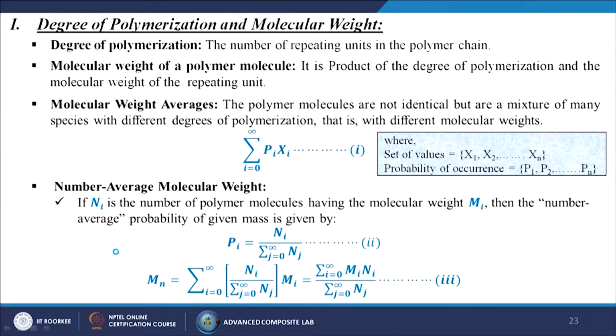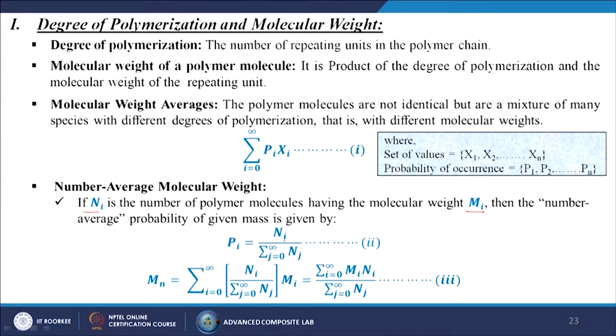So, it is generally the summation over i from 0 to infinity of pi xi. What is the number average molecular weight? If Ni is the number of polymer molecules having the molecular weight Mi, then the number average probability of a given mass is given by pi equal to Ni divided by the summation over j from 0 to infinity of Nj.